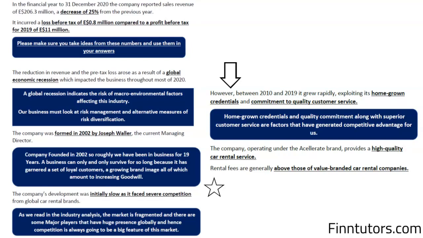The company operating under the Acellerate brand provides a high quality car rental service. So you provide a high quality car rental service, which means your prices will be a little bit higher than the conventional car rental service, because high quality has certain costs that will indirectly increase the price of the product. So high quality is being given, but your price will be a little bit higher than your competitors.